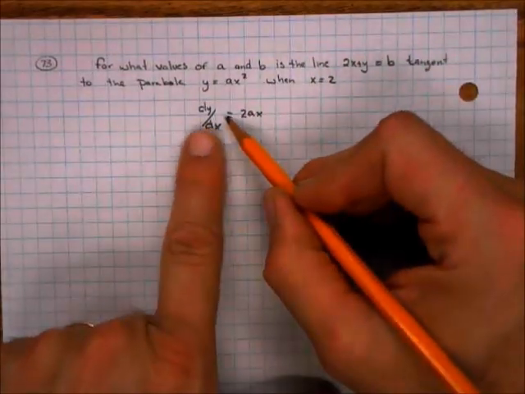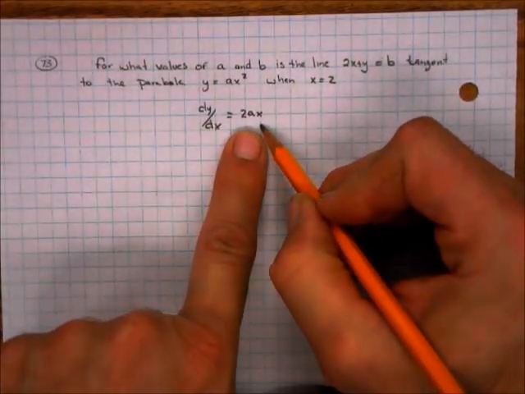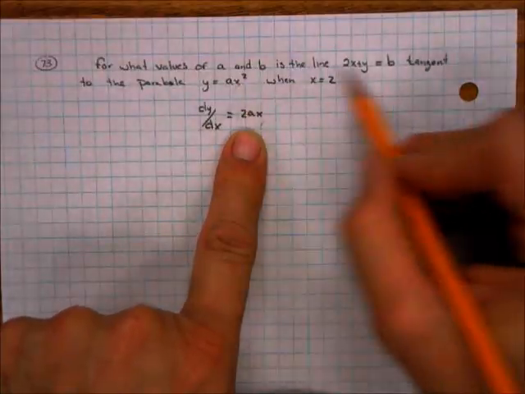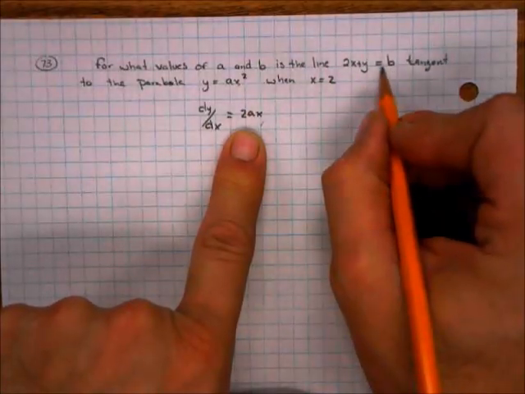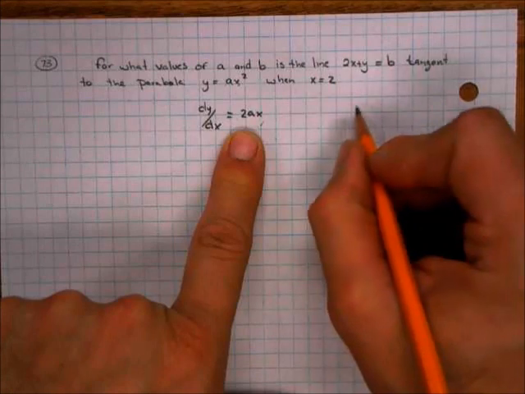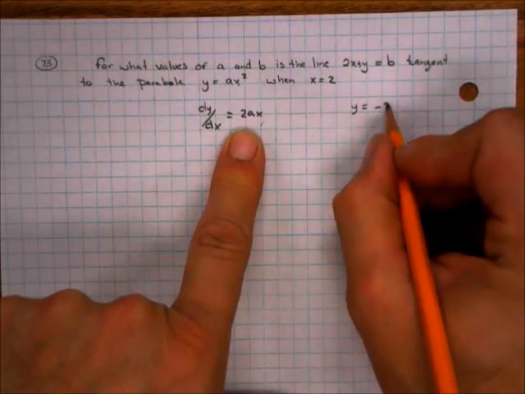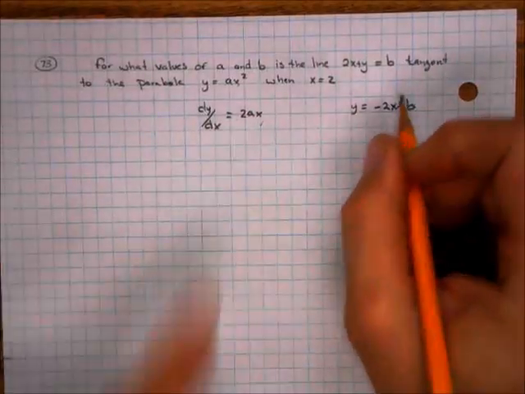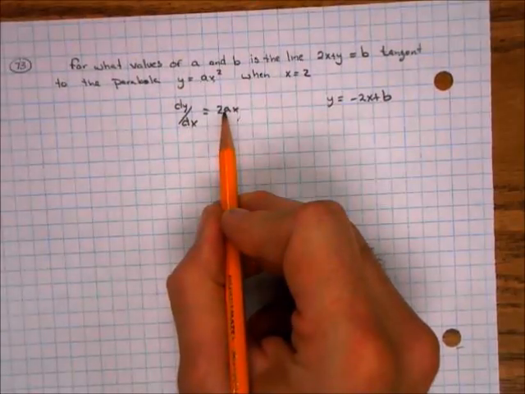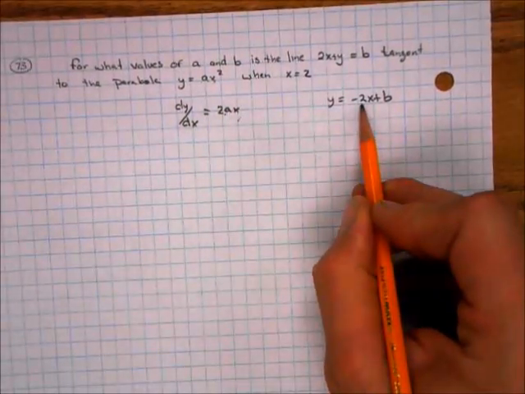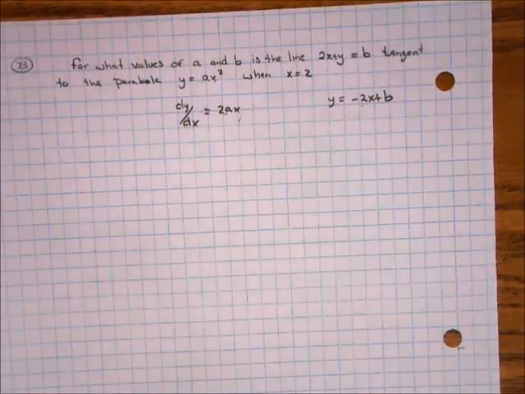Okay, so we know that the derivative is the slope of the tangent line at this curve. Well, they said that this is the tangent line. So if I solve for y, y equals negative 2x plus b. So we know that this is the slope of the tangent line, and we also know that this is the slope of the tangent line, negative 2, right? They're both the same thing.